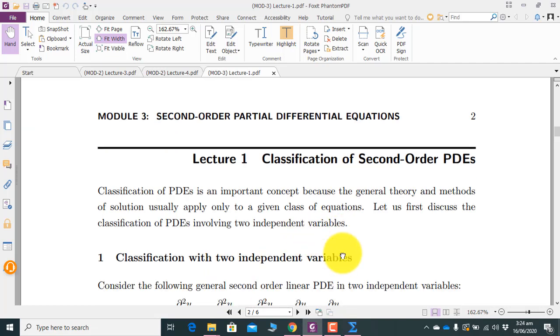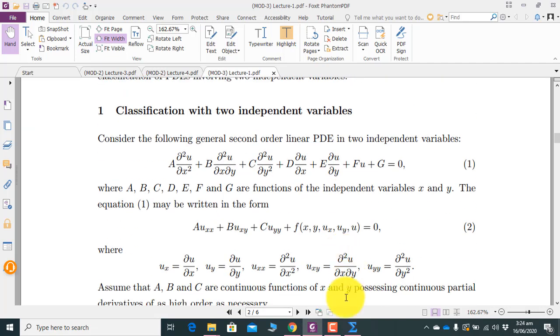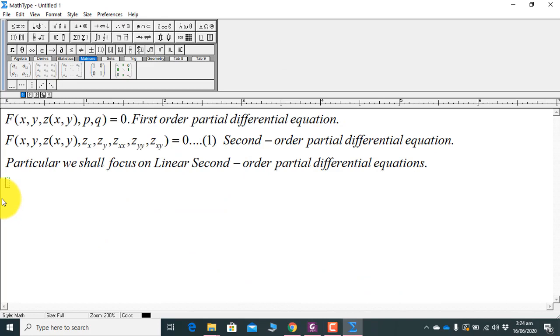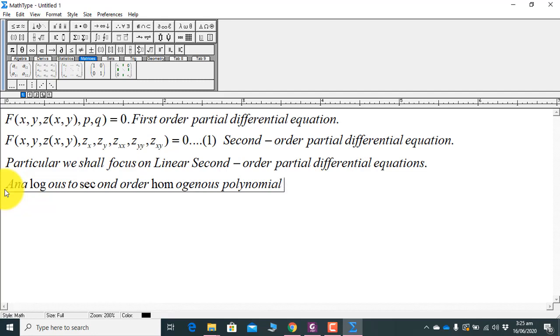So generally we are given in the linear case, this is analogous to a second order homogeneous polynomial in x and y.